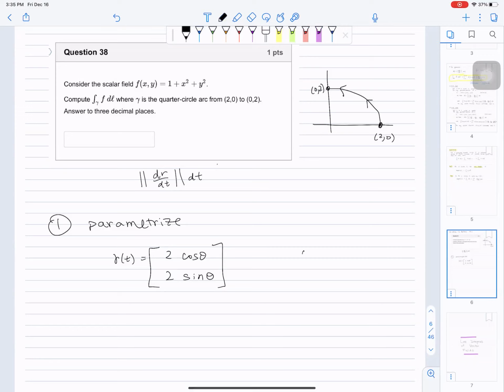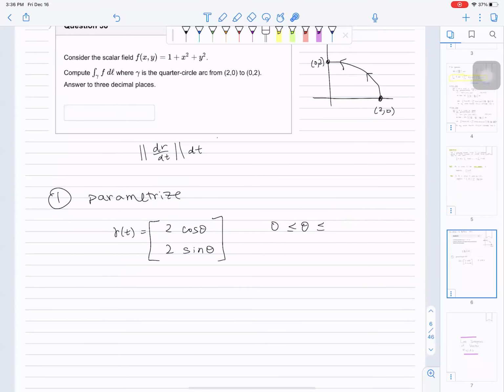And you can check, where should theta start from? Whatever I plug in for theta first, I should get my point (2, 0). So what is theta here usually? It's usually 0. If I plug in 0 here, I get 2 times 1, which is 2, and 2 times 0, which is 0. That's good. My starting theta gives me my starting point.